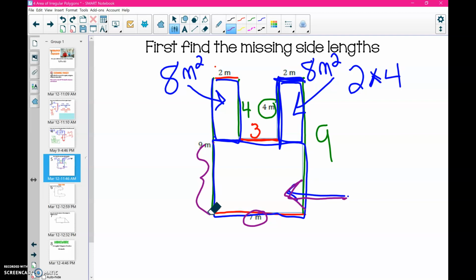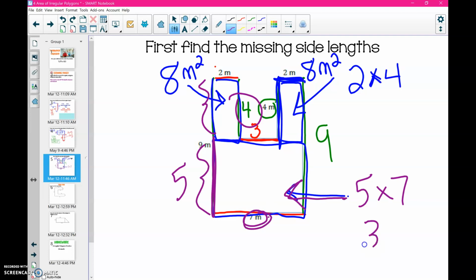So if I use this whole length and I realize that this much was this 4 here, I know that 9 minus 4 gives me 5. So the leftover space for this rectangle is 5. So we're going to do 5 times 7, because we got the 7 from down here. And I know that's 35 meters squared.